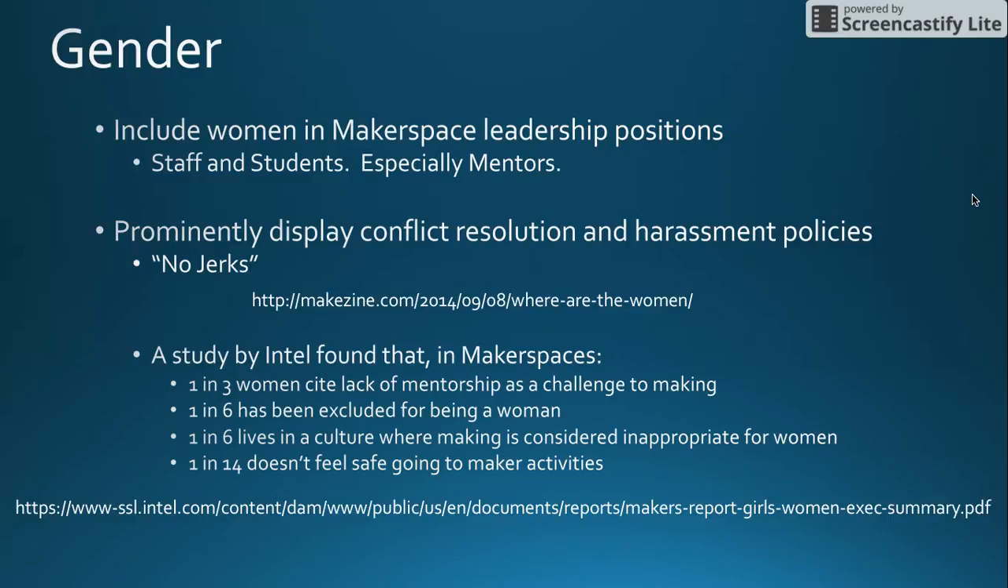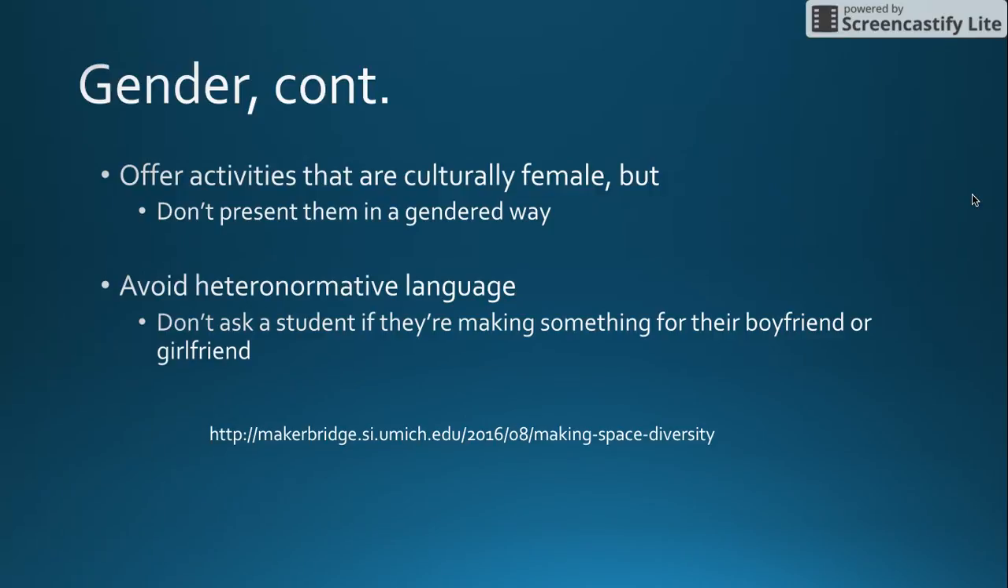So 1 in 3 women cite a lack of mentorship. 1 in 6 has been excluded for being a woman. 1 in 6 lives in a culture where making is considered inappropriate. And 1 in 14 doesn't feel safe going to maker activities. So that's where prominently displaying these kinds of things can be very important.